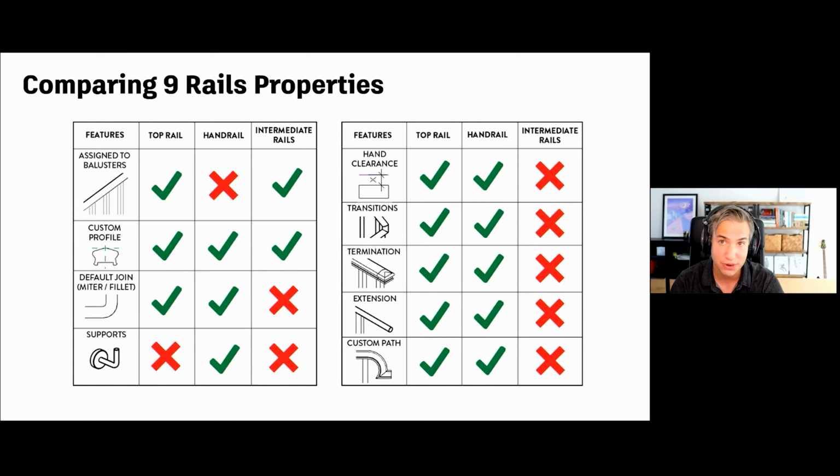Balusters cannot be constrained to a handrail. However, a handrail has access to the supports tool, which is exclusive to handrails. You cannot set supports on the top rail. So in this presentation, we're going to talk about most of these features, not all of them, sadly. But if you have a look at the handout, we go over even more of these features.